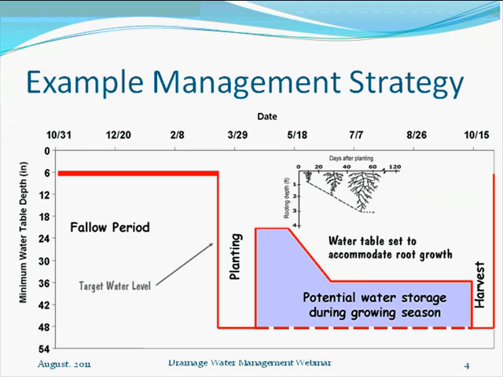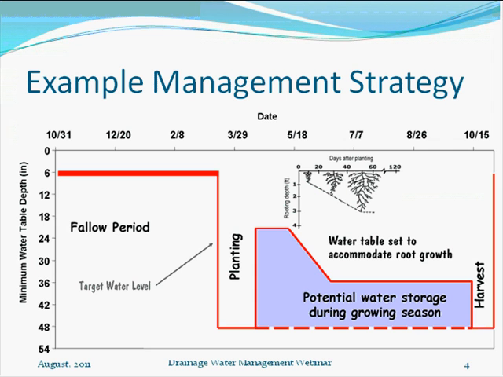Here's a schematic, sort of like the one that Hamid just presented, to give you an idea how you might go about managing things in the field once you have that infrastructure installed. And this is a hypothetical year. You can see some dates there across the top, and then the vertical axis is a schematic of what your water table depth might be.